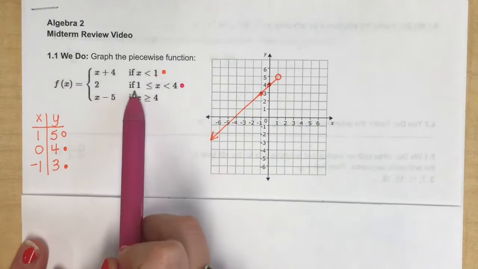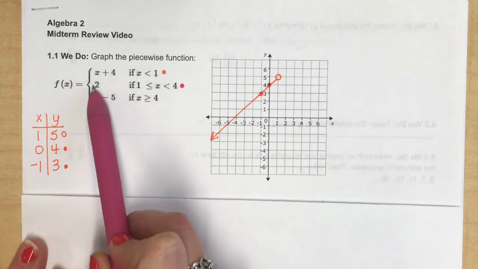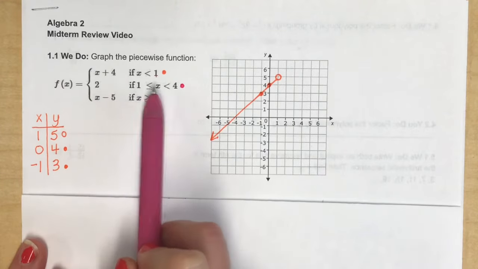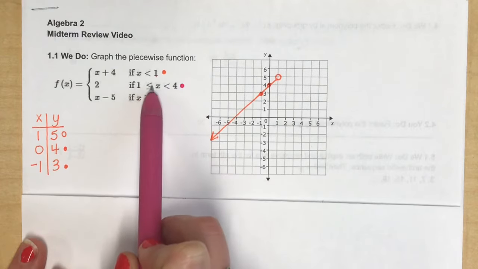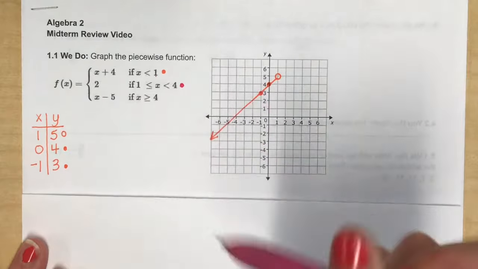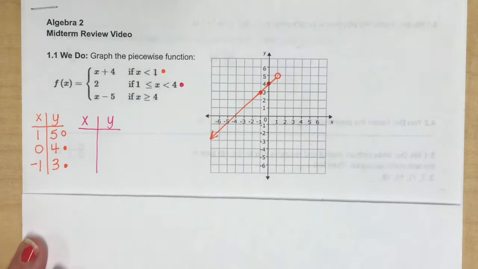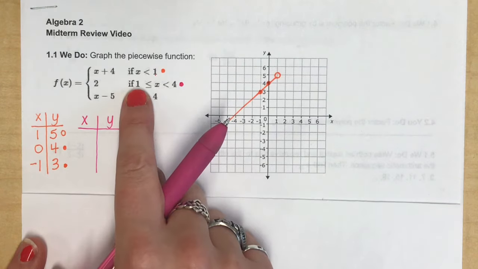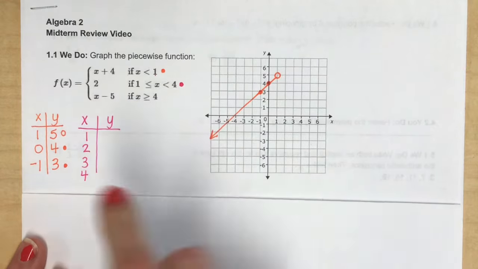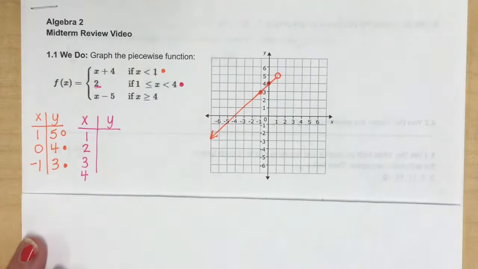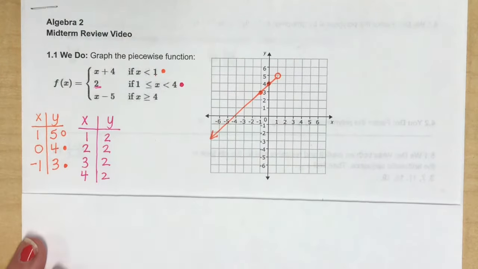Okay, now the second one. Anything that I plug in is going to give me an output of 2, and my x values are going to be between 1 and 4. So it's going to be greater than or equal to 1, but less than 4. I'm going to pick numbers between these two, so 1, 2, 3, and 4. No matter what number I pick, my output is always going to be 2. So all of these values here are 2's.